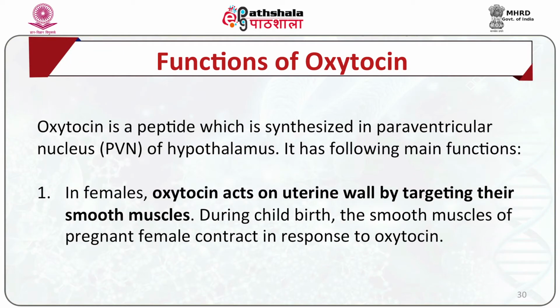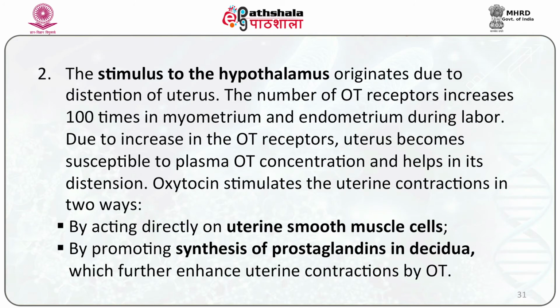Oxytocin is a peptide which is synthesized in the paraventricular nucleus. The main functions of oxytocin are: in females, oxytocin acts on the uterine wall by targeting their smooth muscles. During childbirth, the smooth muscles of the pregnant female contract in response to oxytocin. During childbirth, the stimulus to the hypothalamus originates due to distension of the uterus.